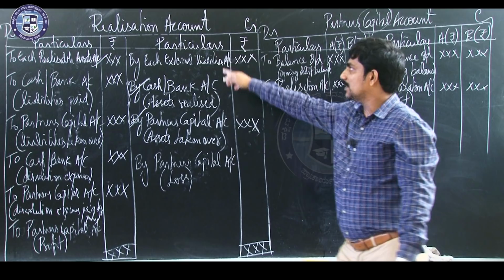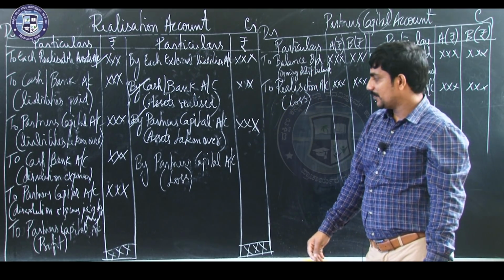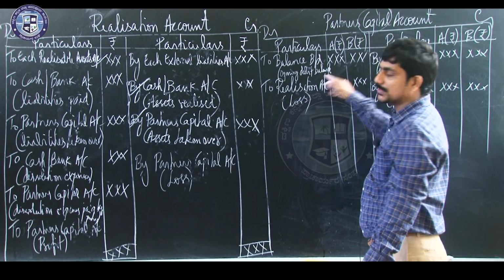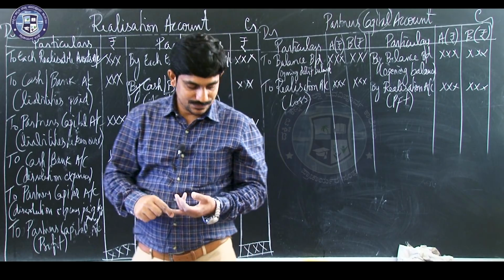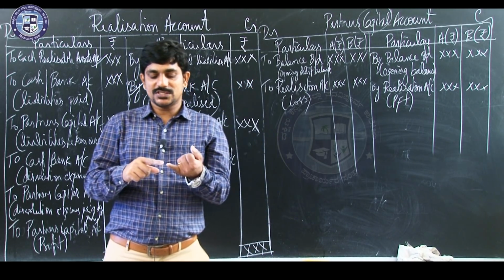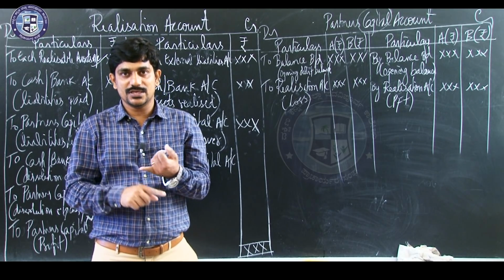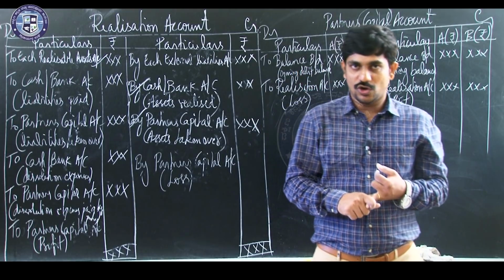Then you need to transfer the first account balance, that is profit or loss. Profit on realization account means credit side, loss on realization account means debit side. Then in the balance sheet, which they will give in the problem, there is some information: along with the capital there will be reserve as well as undistributed profit or loss.